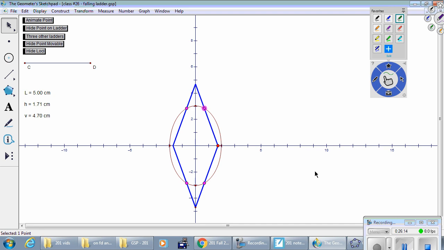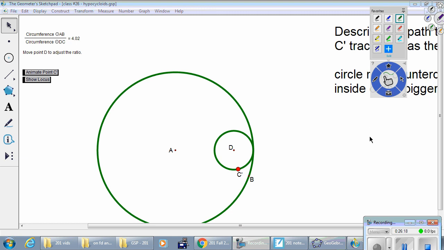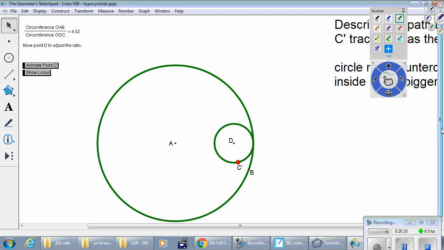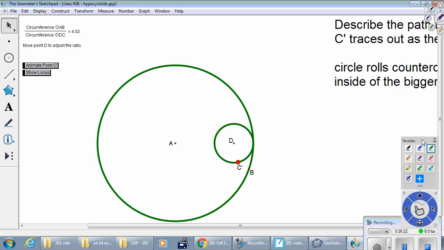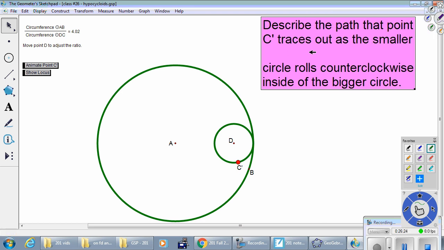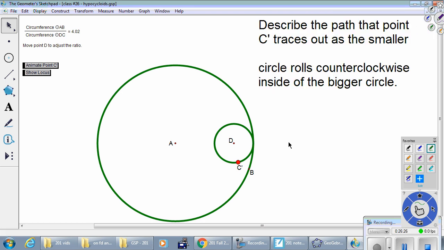Okay, so we're going to look at one more Sketchpad thing just for kicks. All right, so let's take a look at this one. And we're going to try to describe the path that point C prime traces out as the smaller circle rolls counterclockwise inside of the bigger circle. So this circle right here is just going to roll, but it's not rolling on a flat surface. It's rolling inside of this bigger circle. So this circle is going to roll, and this point C prime is just going to go around, we say counterclockwise. So this circle right here is rolling around counterclockwise.